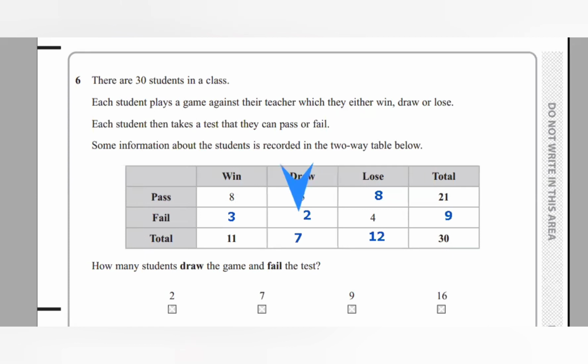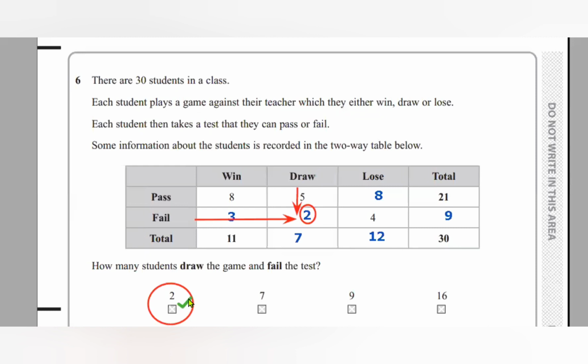So this one, let's make it smaller. Sorry. The draw and the fail meets here. So this is the answer of the question. It's what? It's 2. Good job. So they have to meet together. So the draw and the fail, they meet at 2. So the answer is 2.